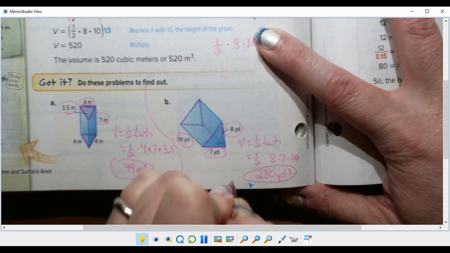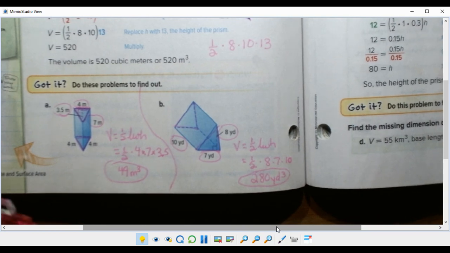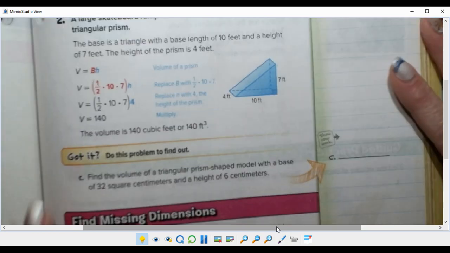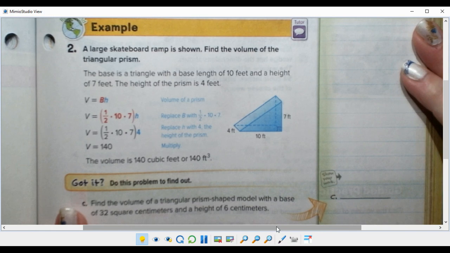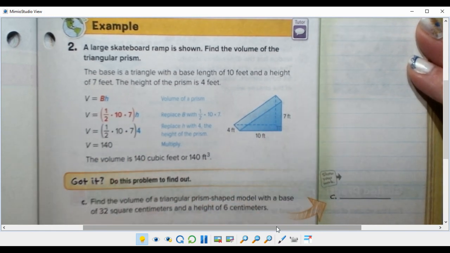If you've ever gotten mulch or dirt delivered to your house, or even taken away if you were building a pool or something, a lot of times they talk about cubic yards. That's the measurement that we use. Okay, one more. This one only gives us the 3. So we'll plop those numbers in real easy.